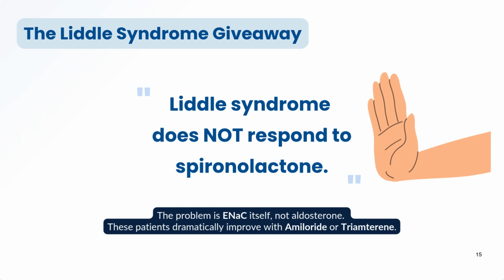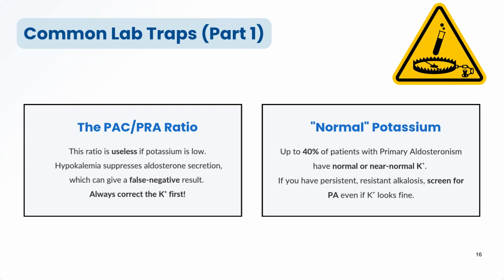Now, before we move any further, we need to talk about two of the biggest lab traps that trip people up all the time when evaluating this triad. The first trap, the aldosterone-to-PRA ratio. This ratio is extremely helpful, but only under the right conditions. If the potassium is low, the ratio becomes basically useless. Hypokalemia actually suppresses aldosterone secretion, and that can give you a false negative result. So if you try to interpret the ratio before correcting the potassium, you're reading a distorted picture. The rule is simple: always correct potassium first.